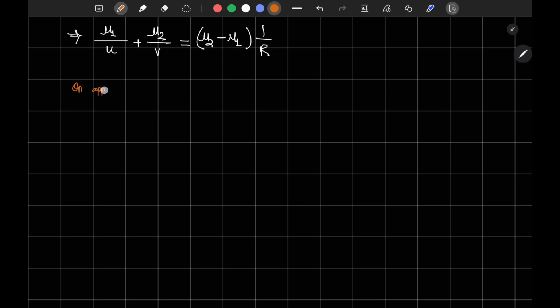And on applying sign convention, the final formula we have is mu2 upon v minus mu1 upon u is equal to mu2 minus mu1 into 1 upon r.